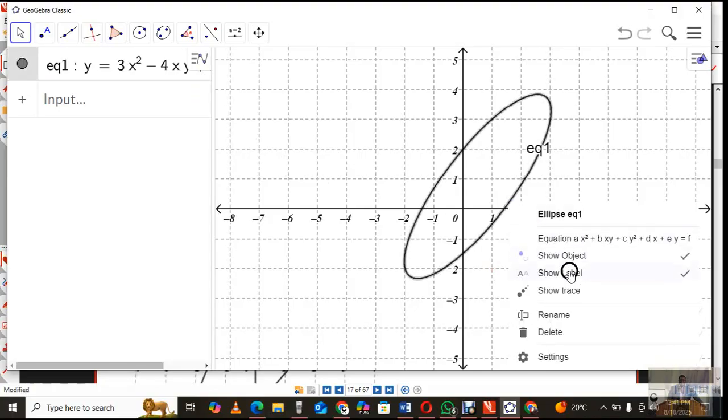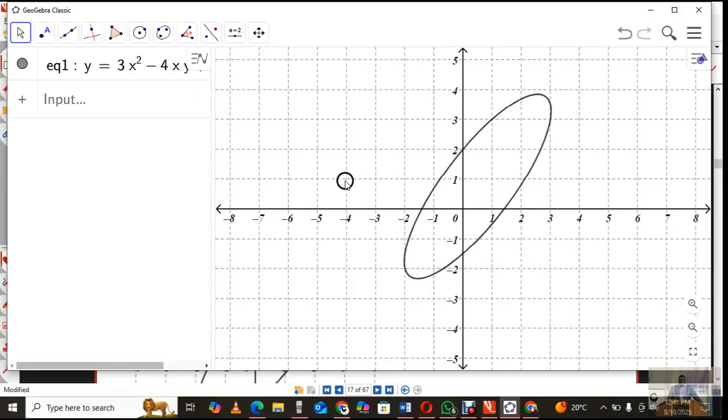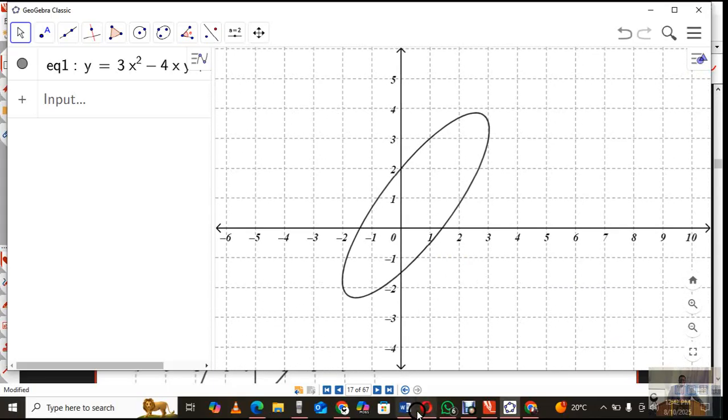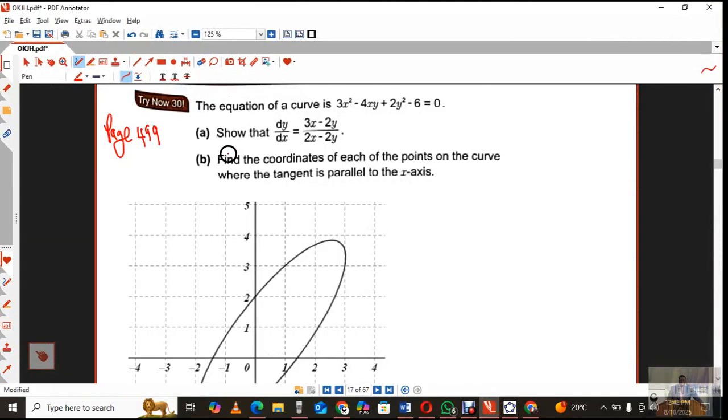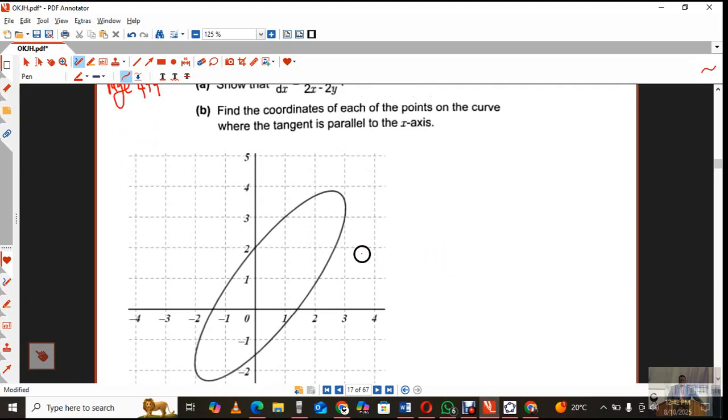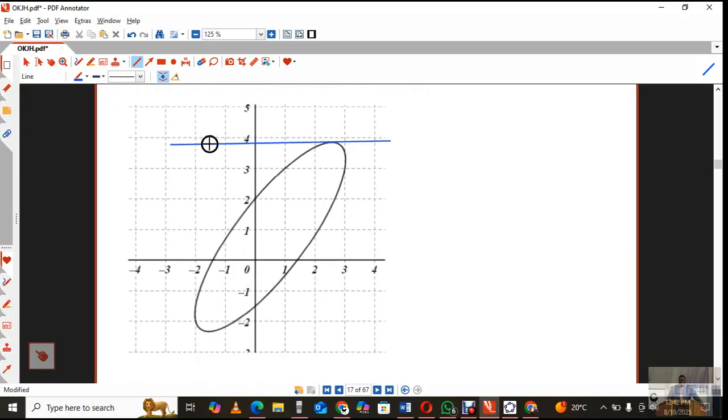That's what I have. The reason why I thought of drawing this is, and it's exactly the same thing that I have done. Okay, they say find the coordinates of each of the points on the curve where the tangent is parallel to the x-axis. Now, something that's parallel to the x-axis is something like that. Okay, my line is not so straight, but I think you get the idea.